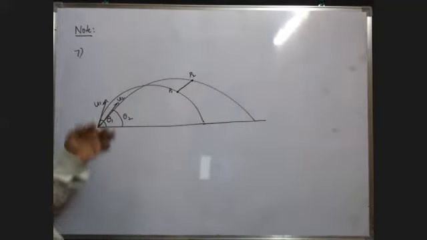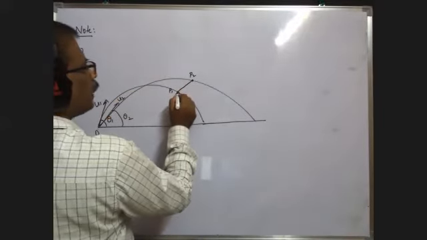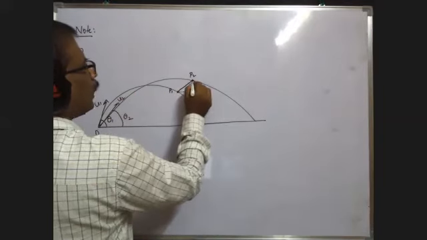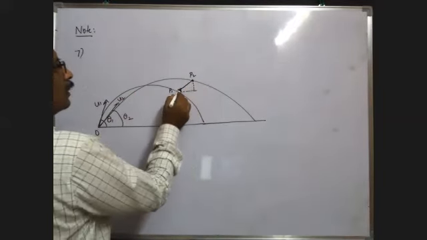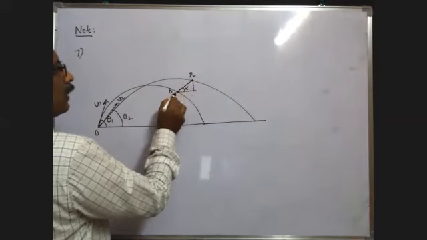What is the angle made by the line joining the two particles with the horizontal? From this point you draw a horizontal line, from this point you draw a vertical line. Then the line joining the positions of the two particles makes an angle alpha with the horizontal.